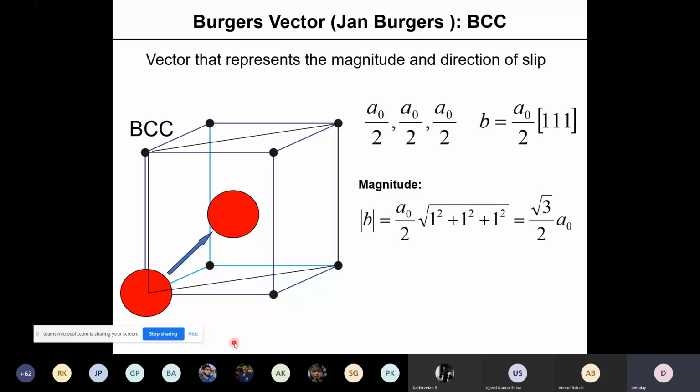You see, Burgers vector a0 by 2, 1 1 1. You have to consider the slip plane and slip direction. Slip plane is also right, 1 1 0. Slip direction is also right, 1 1 1. Burgers vector movement means one perfect step movement. On that plane, in that direction, one atom moves into the immediate next scheduled position, not any arbitrary position.